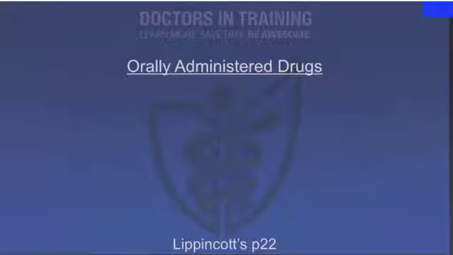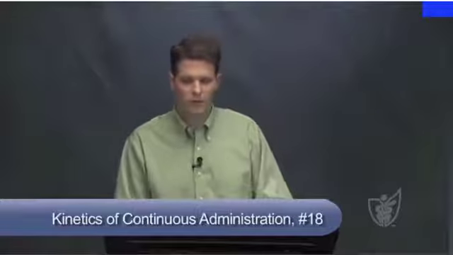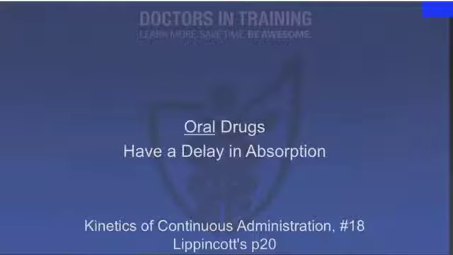With IV drugs, you don't really have to worry about absorption. When you give an IV drug, it's all absorbed into the circulation more or less instantaneously. But with an oral drug, there's a delay as the drug is absorbed. You have a single dose curve, so you have a delayed onset as the drug is gradually absorbed, and then it reaches a maximum concentration, and then you see the washout is basically that same first order kinetics curve.